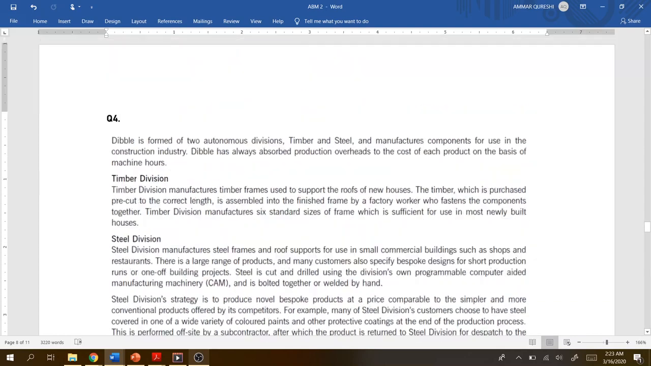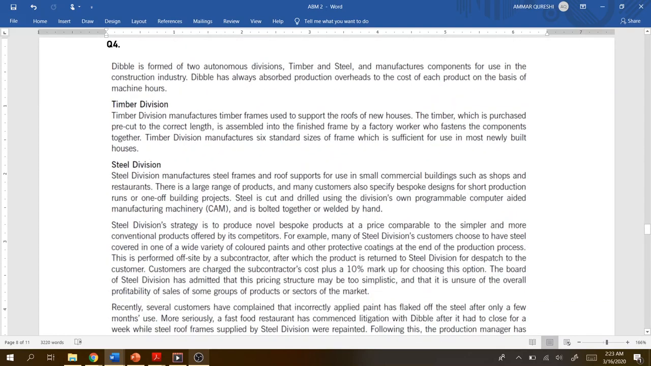I'm your facilitator, Zaira Anees, and we are going to cover the second question of activity-based management, right? This is another question which requires a lot of application of activity-based costing and activity-based management system. Let's see what we can do. Let's see what we have in this question. Let's start from this question.